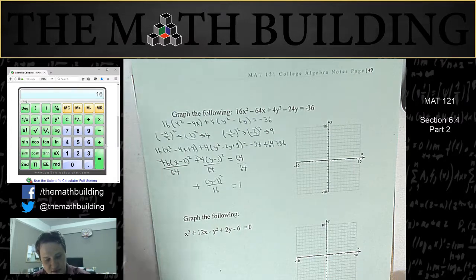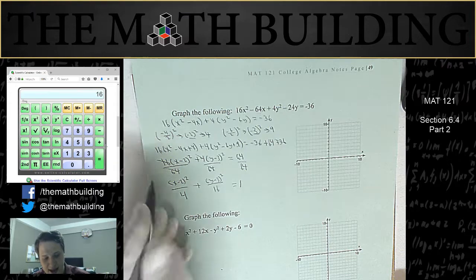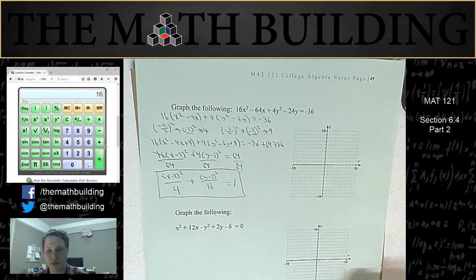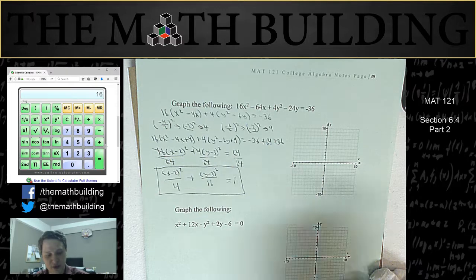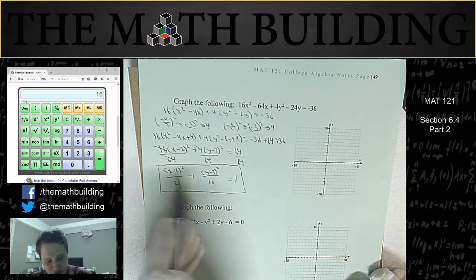And here 16 and 64 cancel, so that's going to be (x - 2)² over 4. Aha! After all of that work, we now have it in a form that we will be able to graph. And hopefully you recognize that now that we've got the equals 1, we have a plus here, so that's the equation of an ellipse.